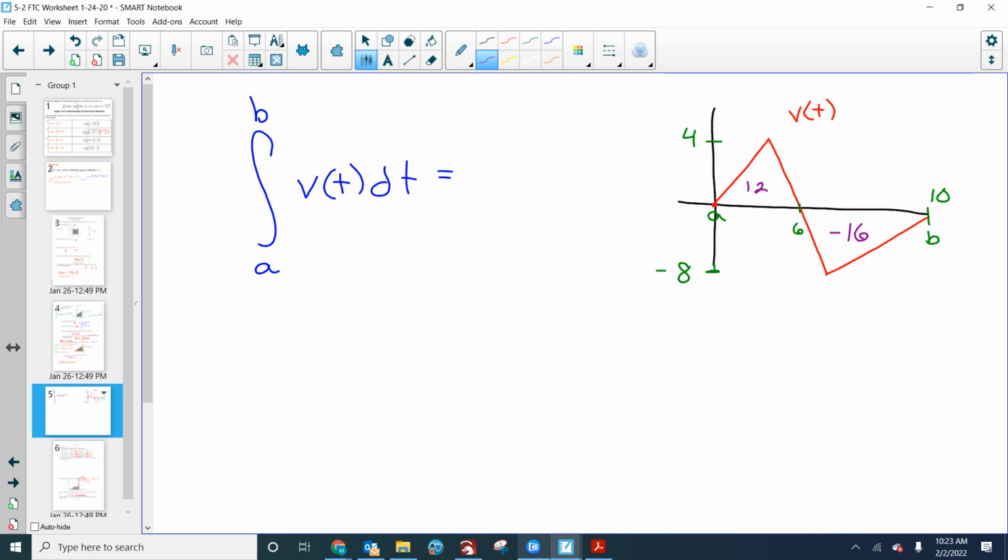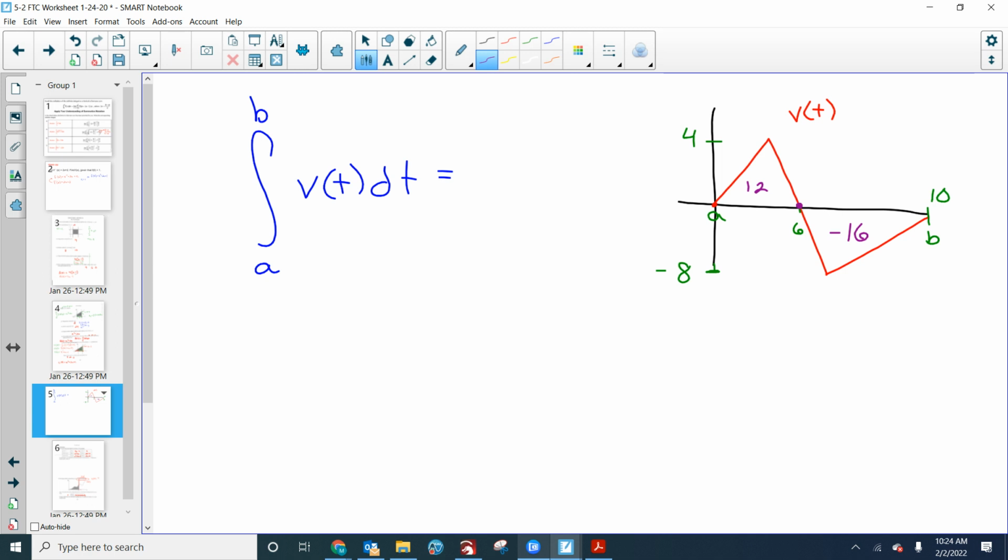When did the particle change direction? At 6. The velocity was positive, then 0, then negative. From 0 to 6, the particle moved to the right. How far? 12 units. Because the area under a velocity curve is how far it went to the right, because it's a positive velocity, right? Then what? The particle moved to the left. How far did it move to the left? It moved 16 units to the left.